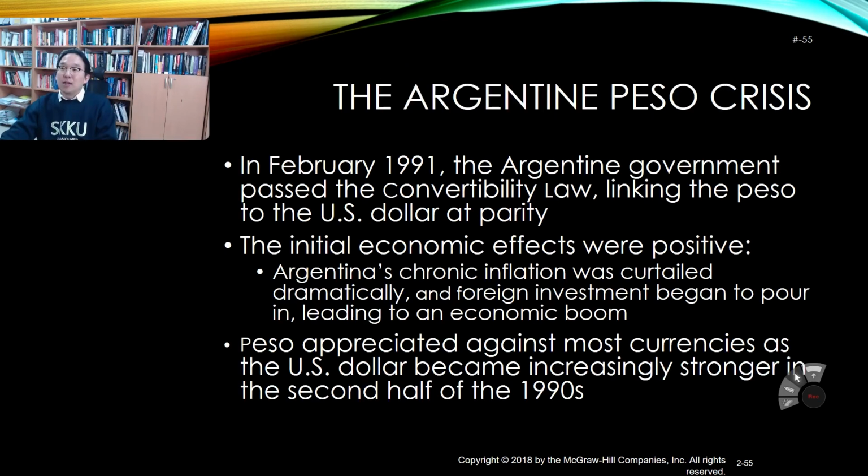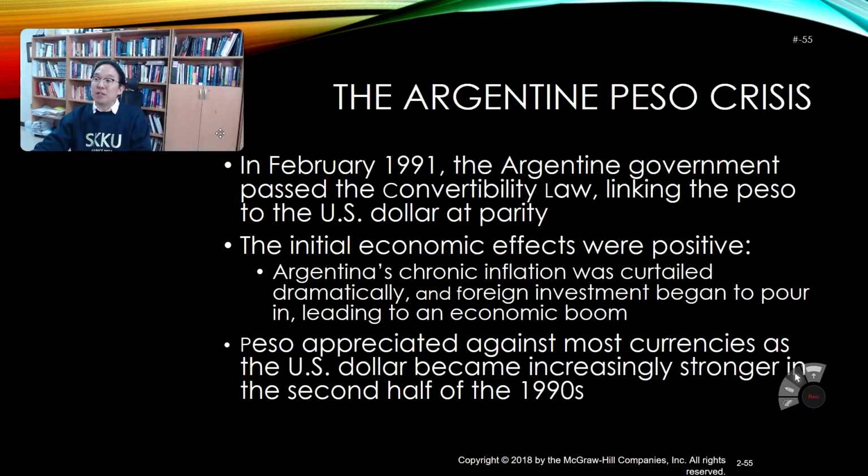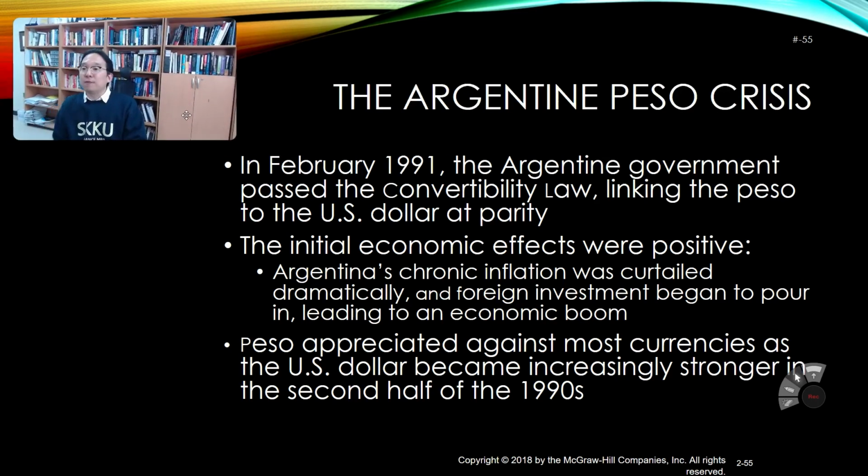Anyway, the third thing is about the Argentinian peso crisis. What was that about? It has something to do with dollarization and back and forth. In February 1991, the Argentine government passed a convertibility law linking the peso to the US dollar at parity, pegging. Dollarization.